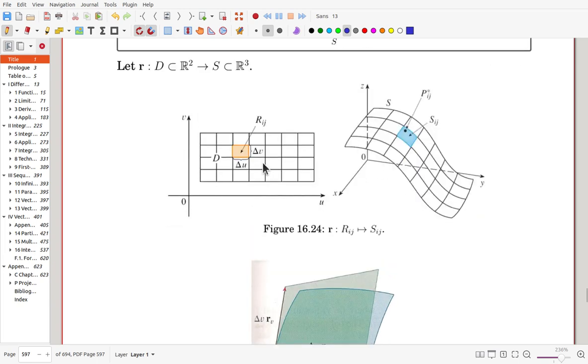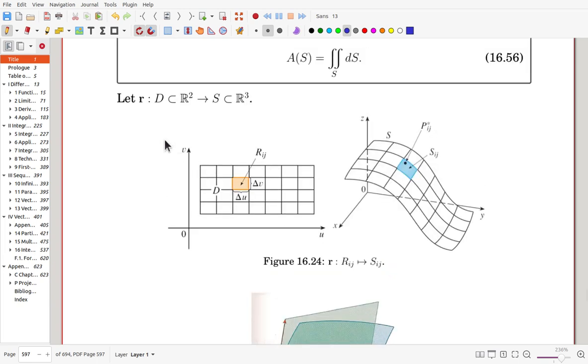Now, we consider the transformation from D in the two-dimensional plane to S, the surface, and that is R. For example, this region is transformed by R to get that surface. Now, if we make a partition in the UV domain, then the corresponding partition in S can be made in this way. Now, we look at one patch here.